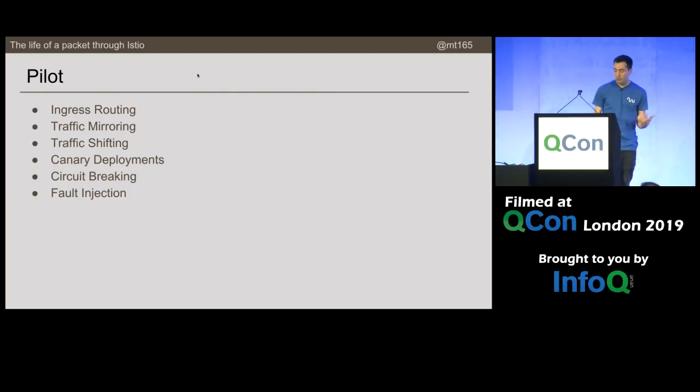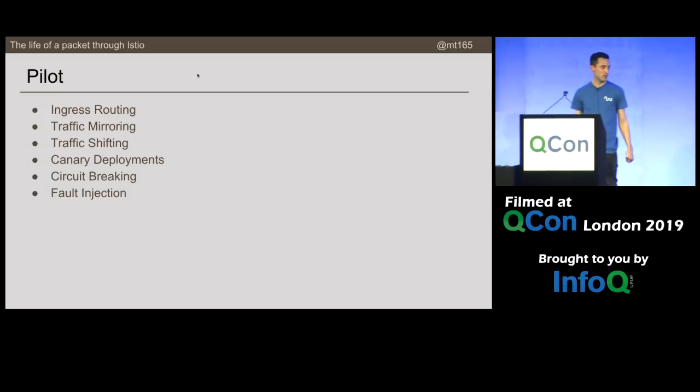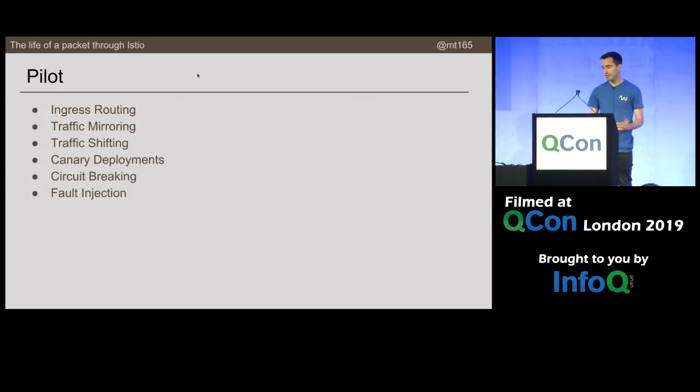So what can Pilot do? Well, it's the thing that configures your proxy in a static way. So it can affect the routing of the ingress, because that ingress controller is provided by Istio, subject to the same configuration. It's the thing that'll do traffic mirroring for testing, prod, and staging. It'll do your A/B testing, traffic shifting, canary deployments. It'll set up circuit breakers. It'll set up fault injections.